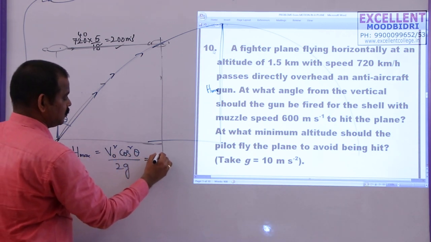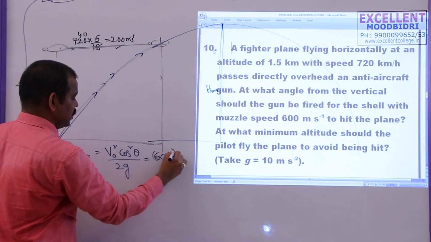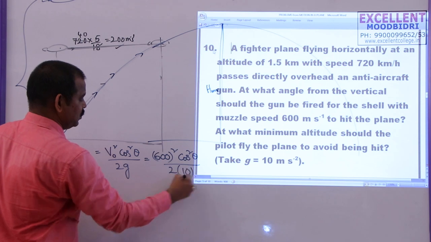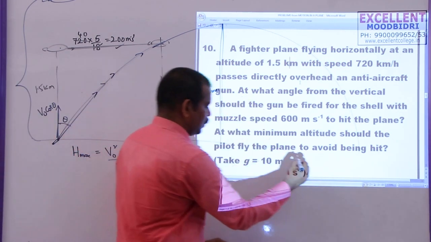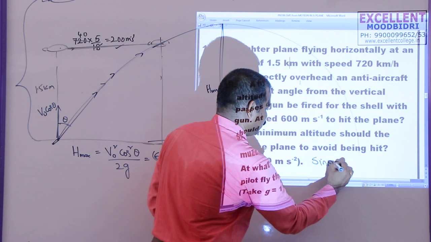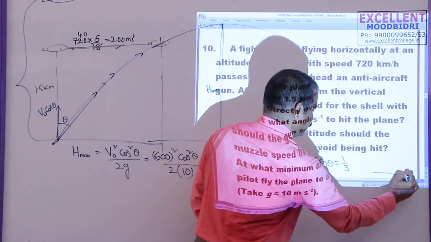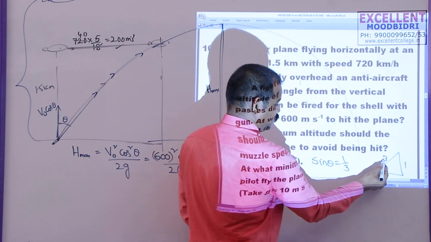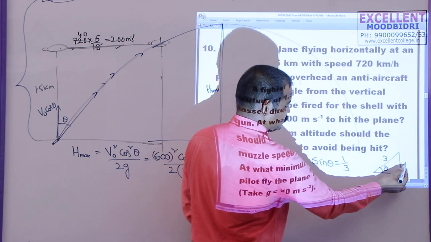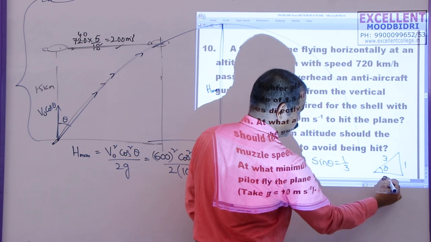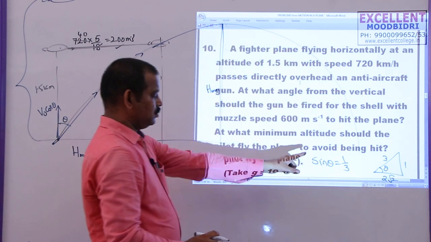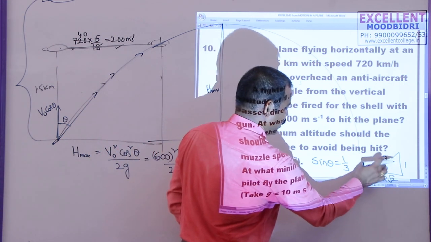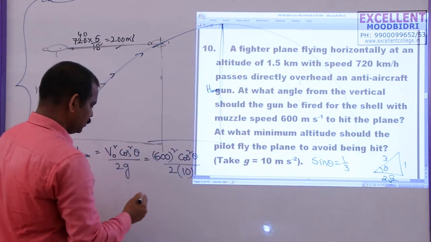So what is V naught? That is 600 whole square. This is cos square theta by 2. G is 10. In the previous part of this problem, we got sin theta as 1 by 3. So let me take the triangle. If it is theta, this will be 1, this will be 3. Root of 3 square means 9, minus 1, this will be root 8 or 2 root 2. So what is cos theta from this problem? This will be 2 root 2 by 3.